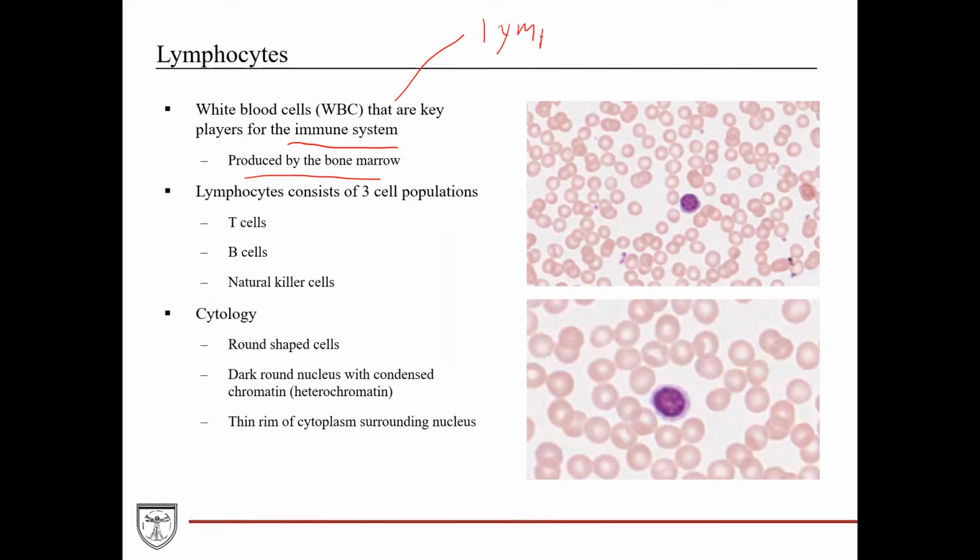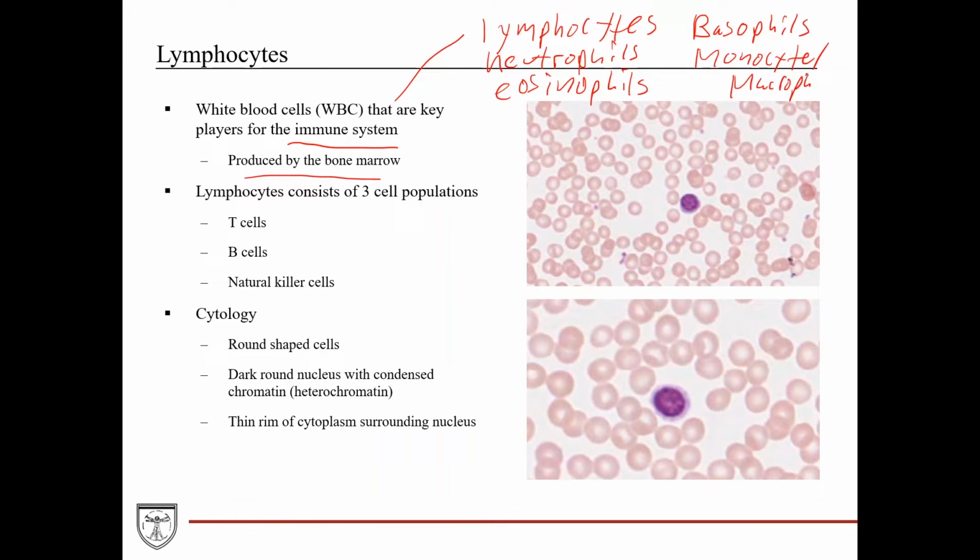So you've got lymphocytes, which we'll talk about first, and then you've got neutrophils, eosinophils, basophils, and then you've got monocytes/macrophage. And we'll talk about all these. Monocytes are the inactive form, macrophage is the active form.